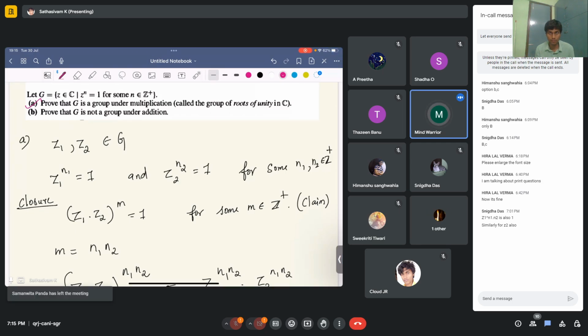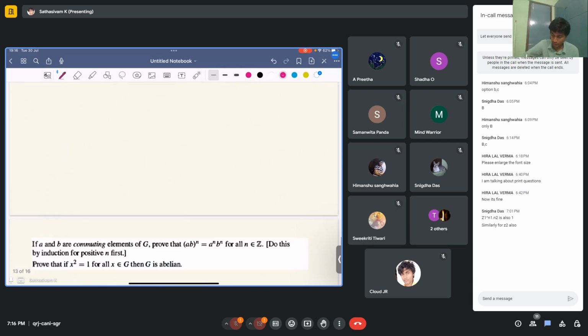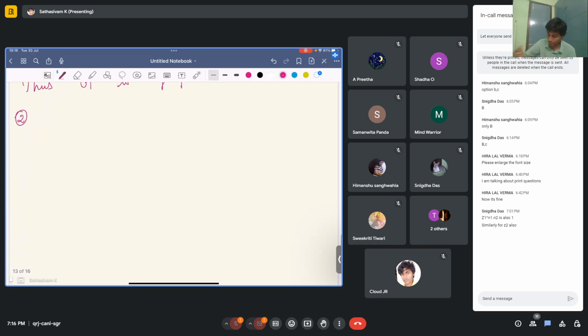Sir, it's not closed under addition. Yeah, that is true. There are many things you can say. For example, it is not closed under addition. You can say even the identity does not exist. The identity has to be 0 if you think about it, but the identity will not exist, etc. But the easier one is to just say it is not closed under addition. Do you want to explain why? Otherwise, I will tell why.